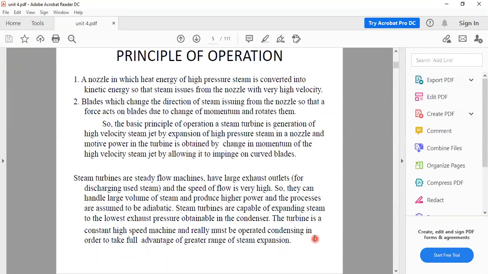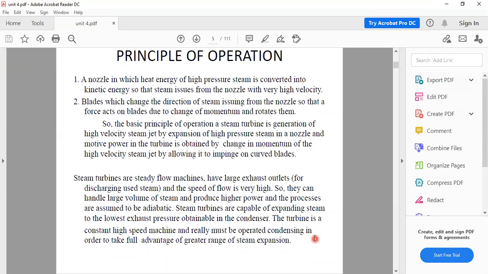So the basic principle of operation of a steam turbine is generation of a high velocity steam jet by expansion of high pressure steam in a nozzle, and motive power in the turbine is obtained by change in momentum of the high velocity steam jet by allowing it to impact on curved blades.